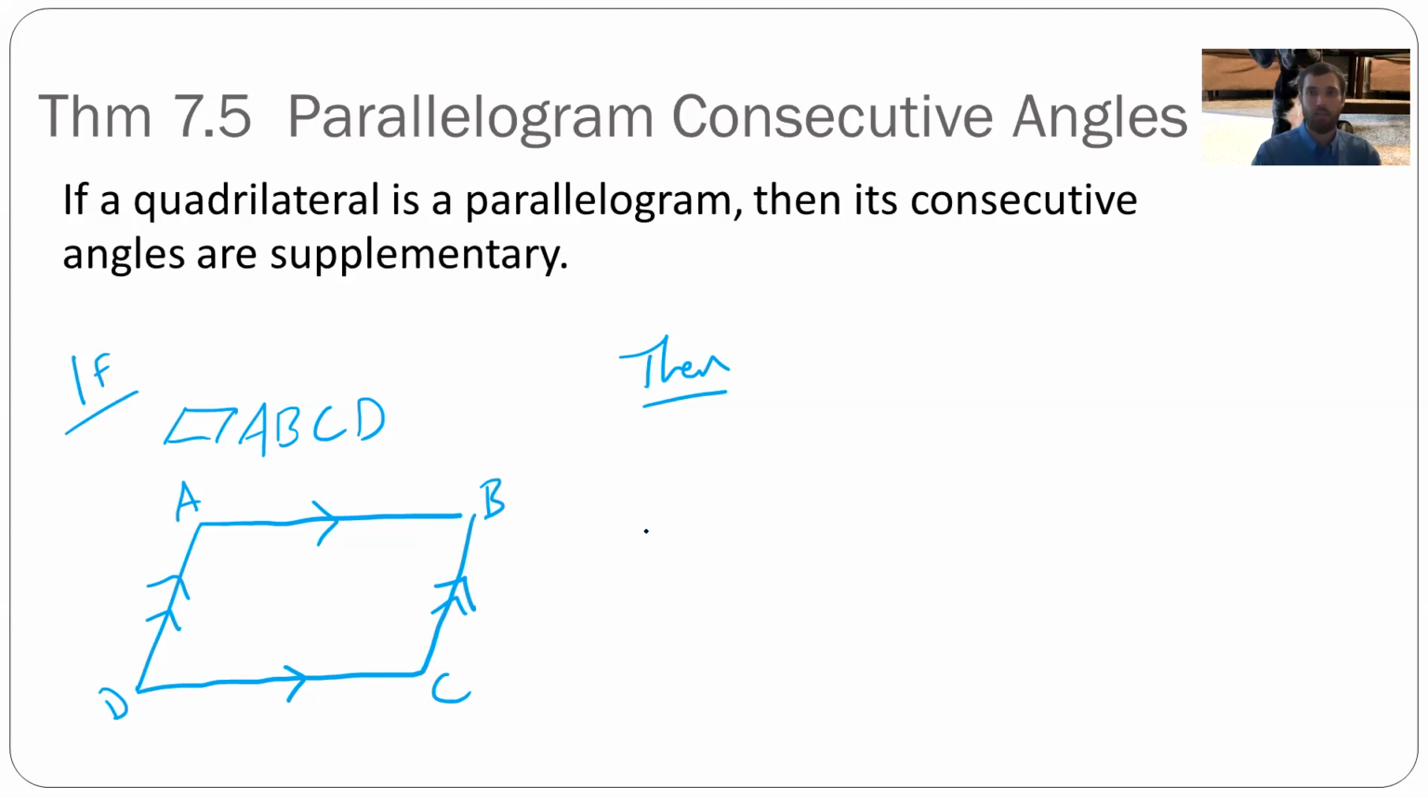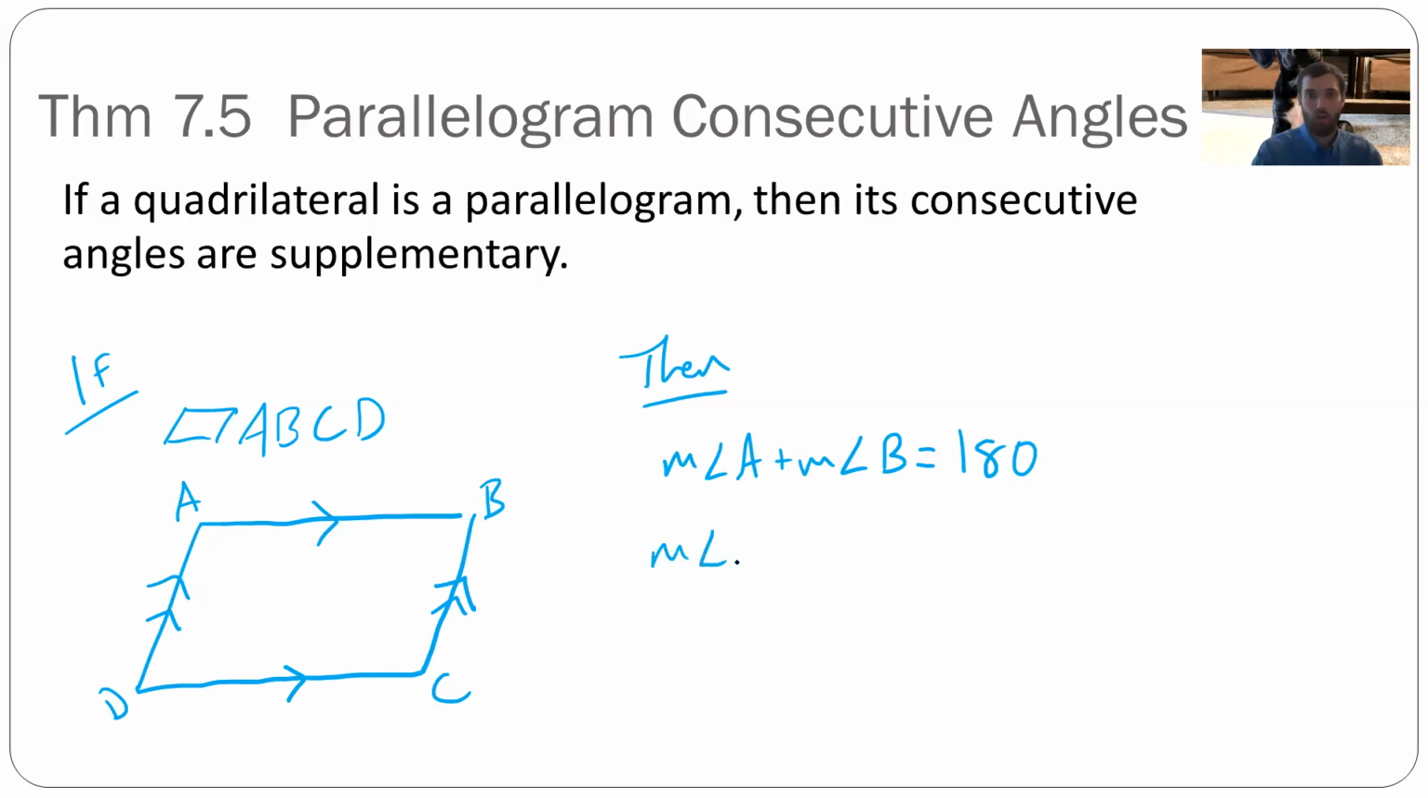What does that mean? That means when I take two angles that are next to each other, something like A and B, when I add those together, I will equal 180 degrees. That's what it means to be supplementary. These angles next to each other, A and B, equal 180.